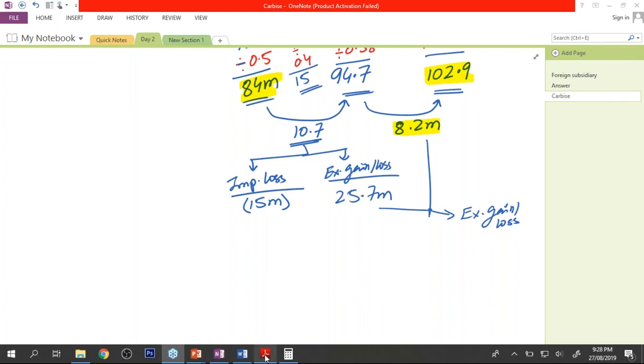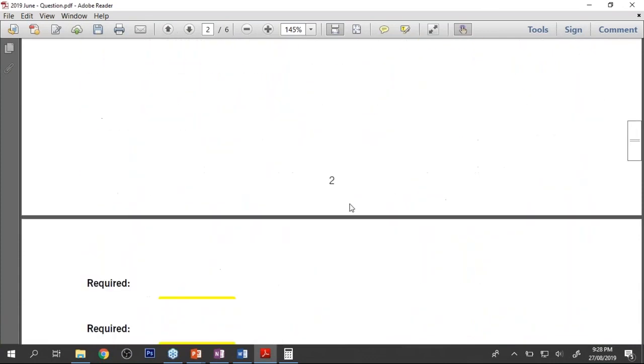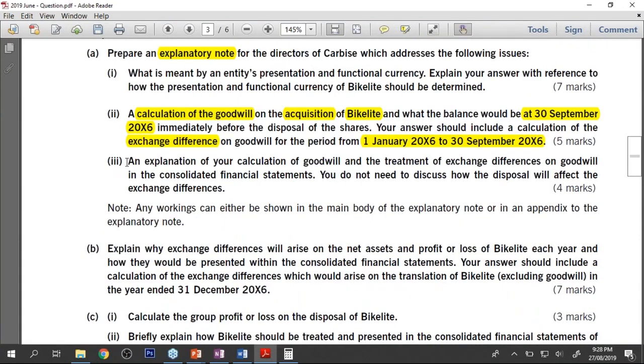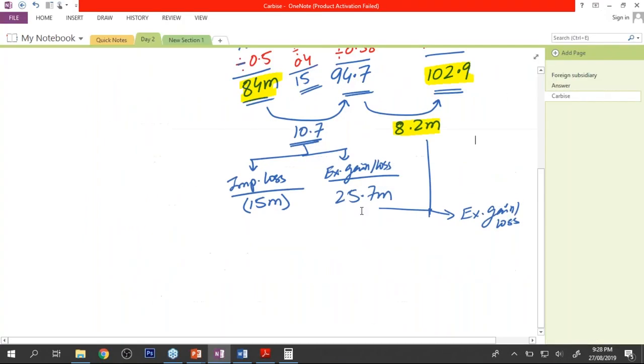Okay, so now let's move on to the next part of the question, which actually says an explanation of your calculation of goodwill. Now this requirement says that we need to explain the calculation and the treatment of exchange differences on goodwill. The treatment of exchange difference is that it should be taken to the OCI, the 25.7 and 8.2 both, and will be divided between parent and NCI, and will also be shown in the OCI each year.